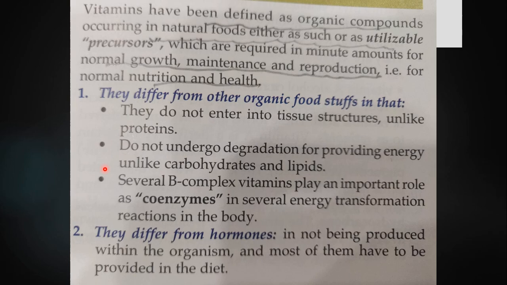And third, they also act as coenzymes. You know the enzymes and then the coenzymes; they take part in different biochemical reactions. The function of the coenzyme is to help the different biochemical reactions in the body. They also differ from hormones in not being produced within the organism. Because hormones are produced in the organism, but vitamins are not, and most of them have to be provided in the diet.